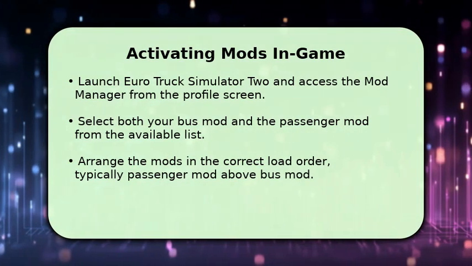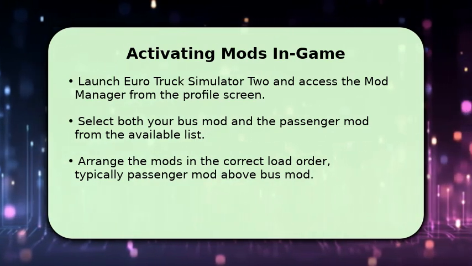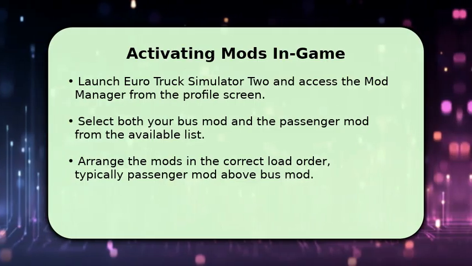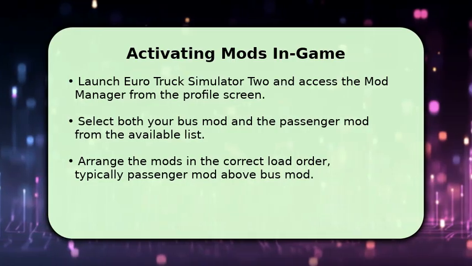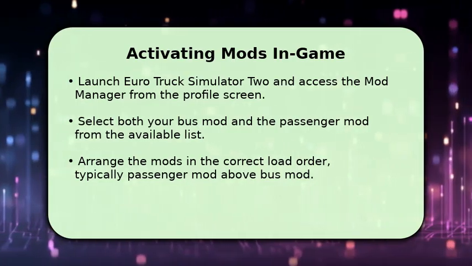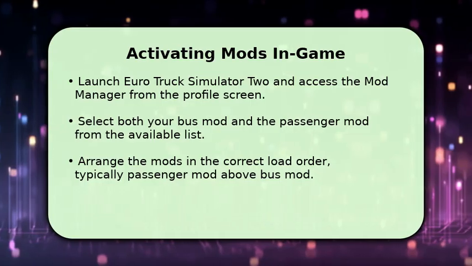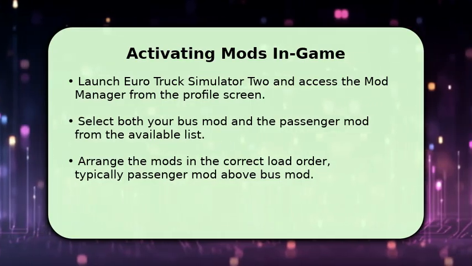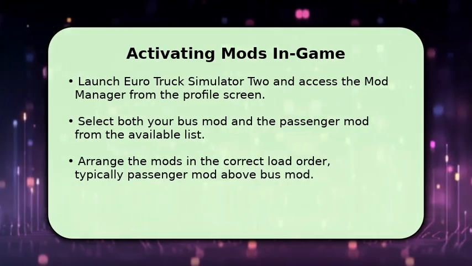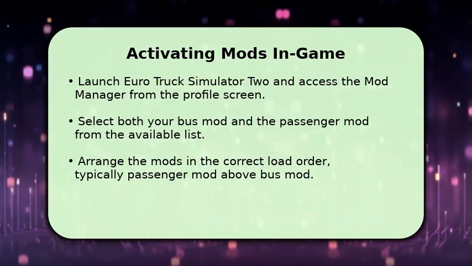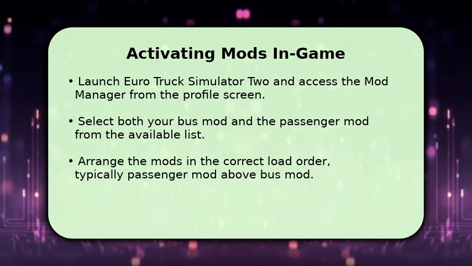With the mods in your folder, it's time to activate them within the game. Start Euro Truck Simulator 2, and before loading your profile, click on the Mod Manager option. Here, you'll see a list of all your installed modifications. Find your bus mod and the passenger mod, then double-click each one to move them to the active mods list on the right. Pay close attention to the load order. Often, the passenger mod needs to be placed above the bus mod for optimal functionality. Confirm your selections and load your game.